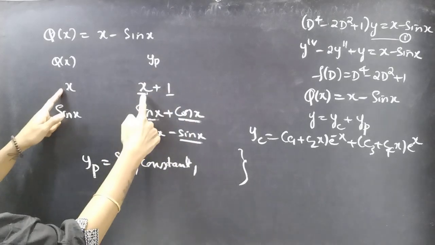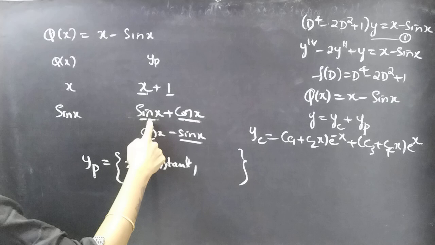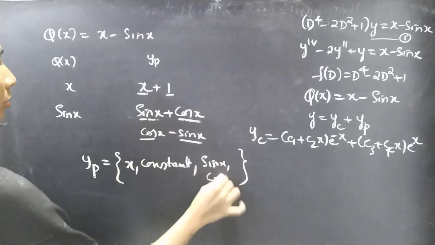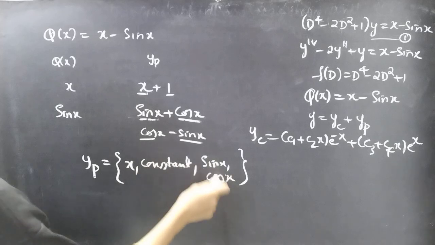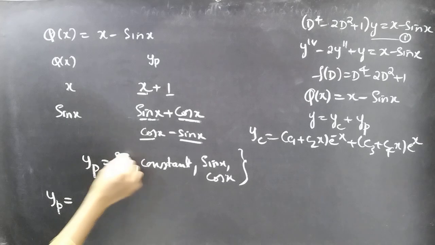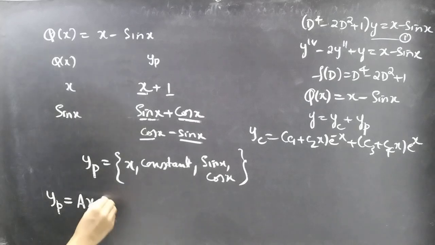Here we have the term q of x, and sin x or cos x. With the help of these, we'll write yp. yp equal to, we have x with the coefficient a.